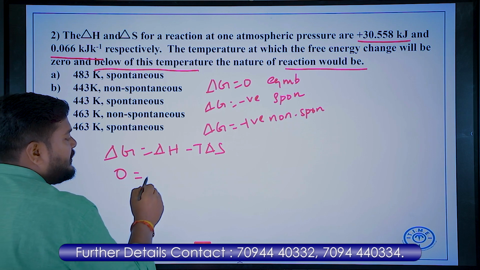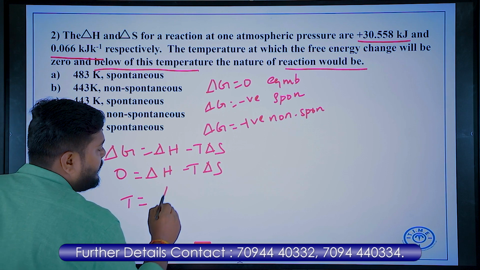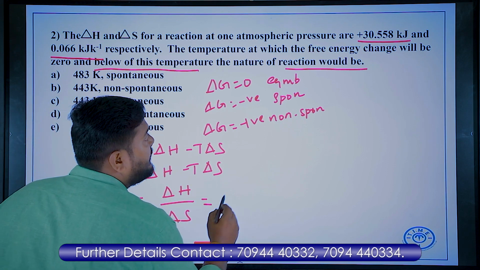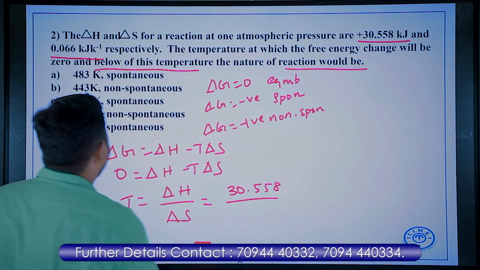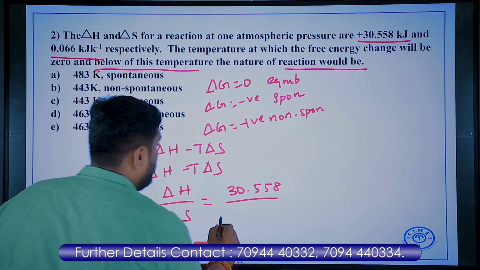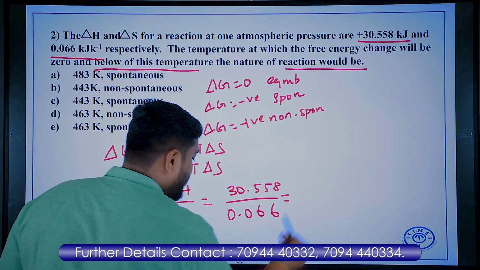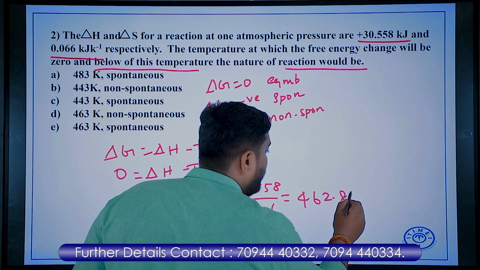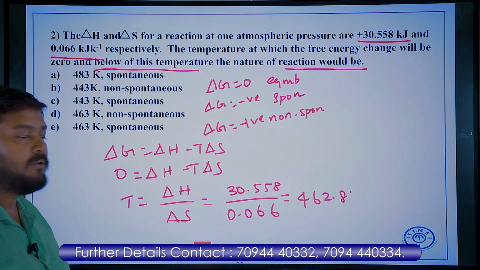So by keeping this as 0, del H minus T del S, so T will be equal to del H divided by del S. So del H is given as 30.558, and del S is given as 0.066. If you cancel these both, you will get 462.8 kilojoules. 462.8 we will get.